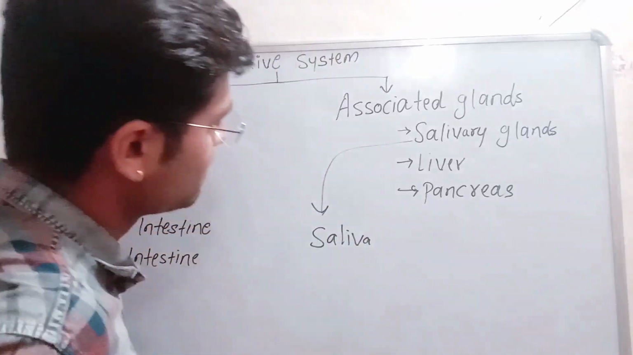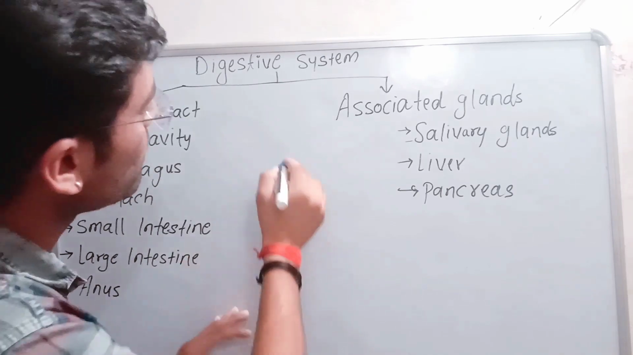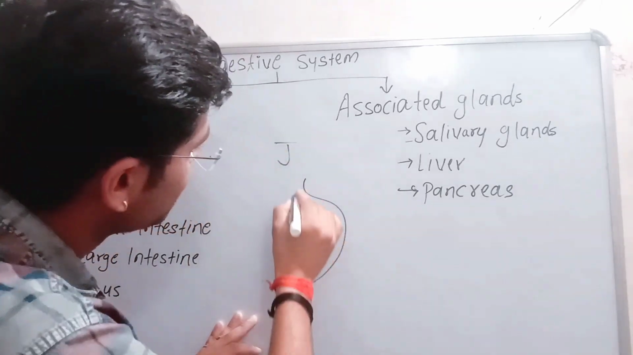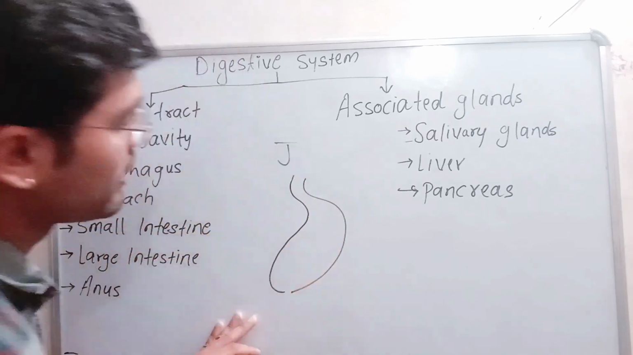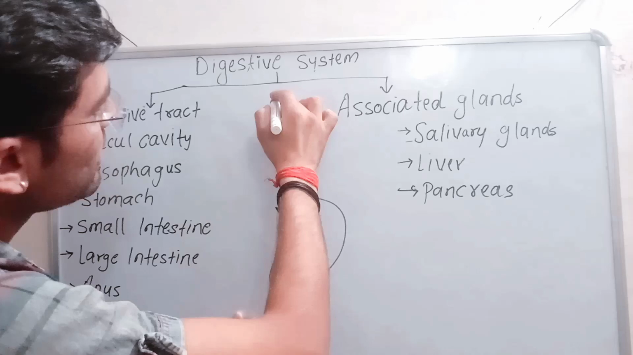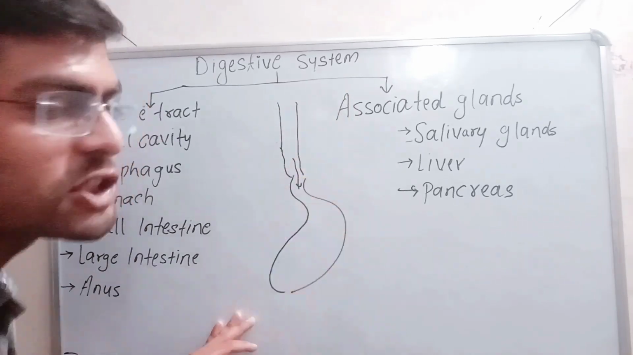Stomach is a J-shaped organ. It is like that. See, from here, it is the esophagus. Food comes from the esophagus and moves towards the stomach.